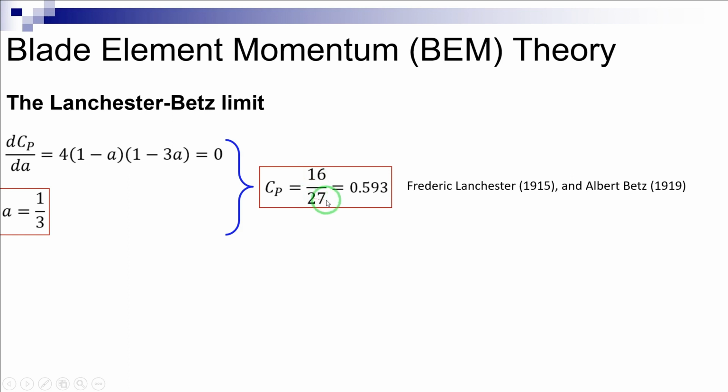16/27. This is the maximum power coefficient known as the Lanchester-Betz limit after Frederick Lanchester, 1915, a British aeronautical pioneer, and Albert Betz, 1919, a German aerodynamicist. This indicates the maximum extractable power from air. This limit has to do with the expansion of the stream tube upstream of the actuator disc. In this regard, the stream tube cross-section at the upstream position is smaller than the disc area.